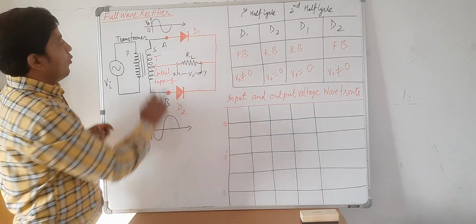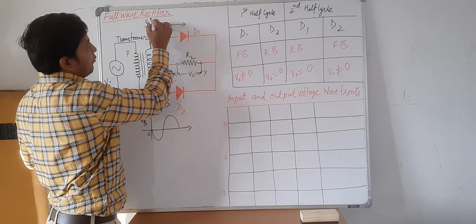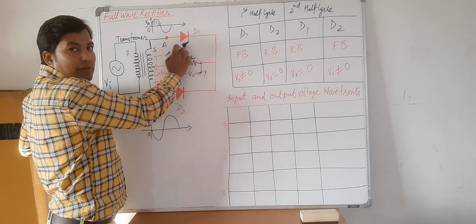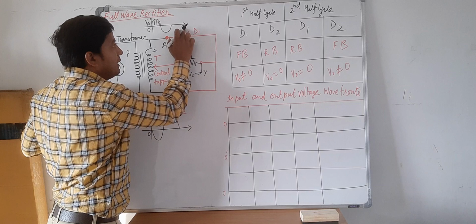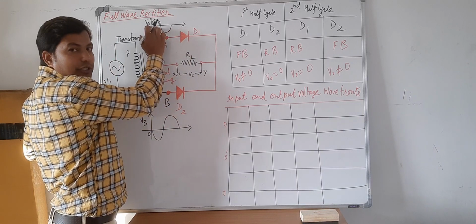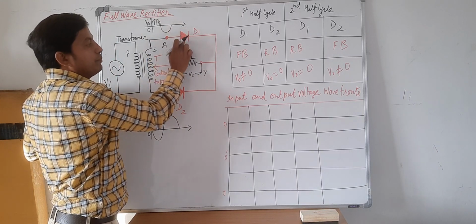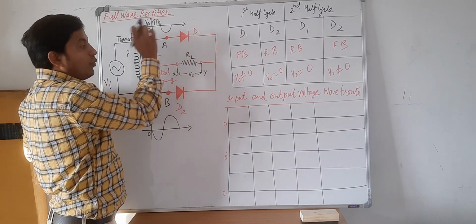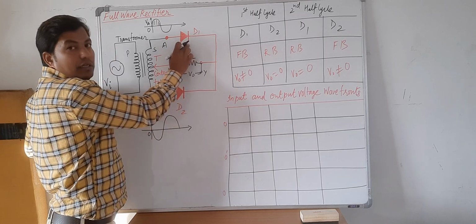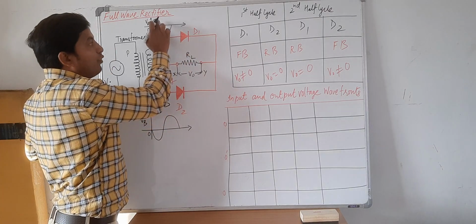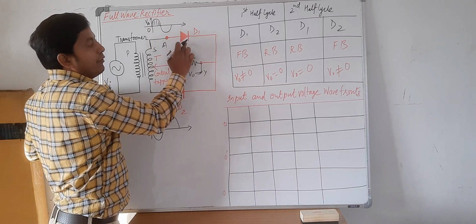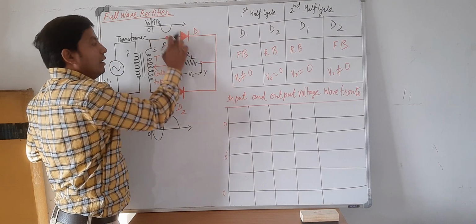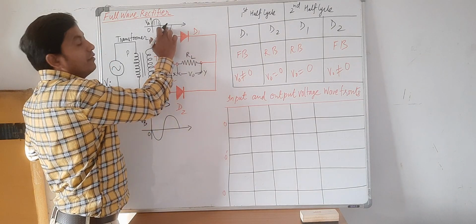Now what will happen? Whenever the first half cycle of VA enters diode D1, this is P, the first cycle is positive, this is P positive, so P is connected with P. So this diode will be in forward biasing. For the first half cycle of VA, diode D1 will be in forward biasing, and for the second half cycle, diode D1 will be in reverse biasing.